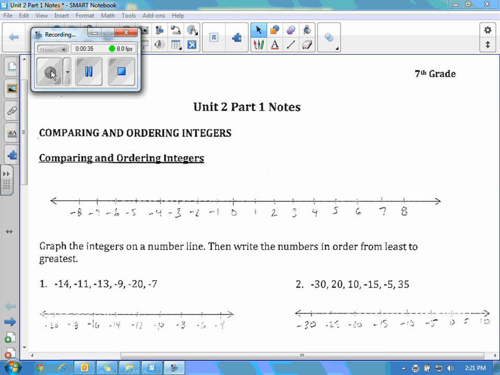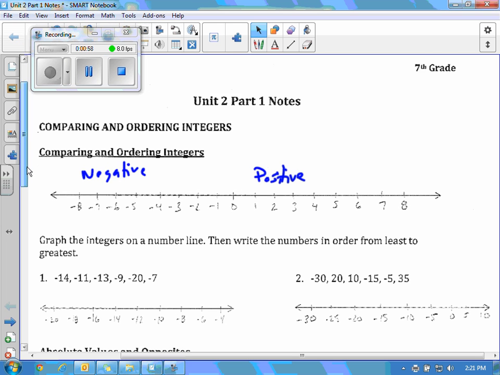So the first thing, I just have a sample number line up here with 0 in the middle, and just a quick reminder, the positive numbers are the ones here on the right, and our negative numbers are going to be the ones here on the left. So probably review, but just to make sure we know. Positive numbers are on the right of 0, negative numbers are on the left of 0.